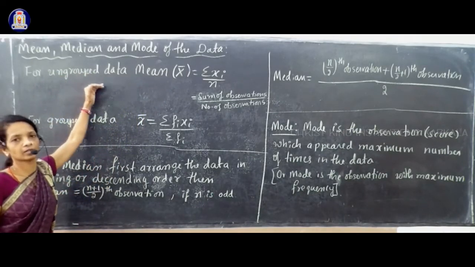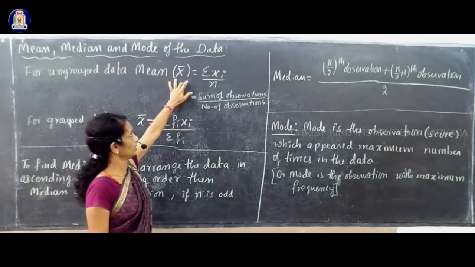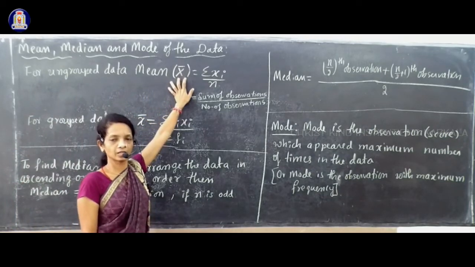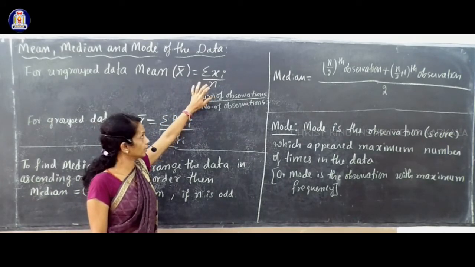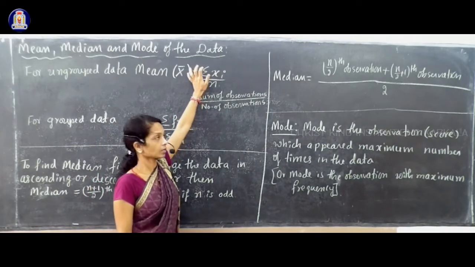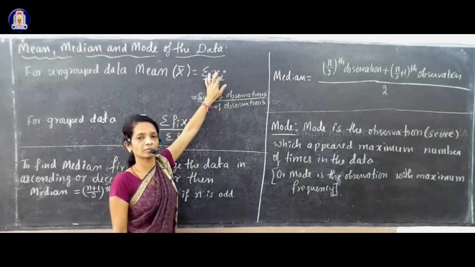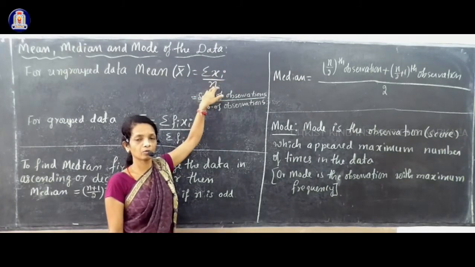Suppose you are given ungrouped data. Then to find the mean, you have to use this formula. Mean is denoted by the letter x bar, and that is given by the formula sigma xi divided by n. What does sigma xi mean? Sigma means a summation. Summation of what? Summation of all observations, divided by n. N means the number of observations.